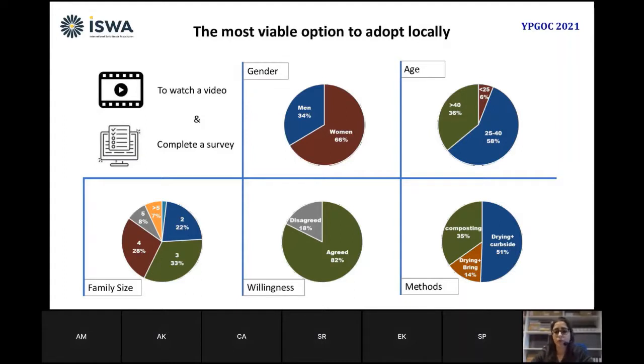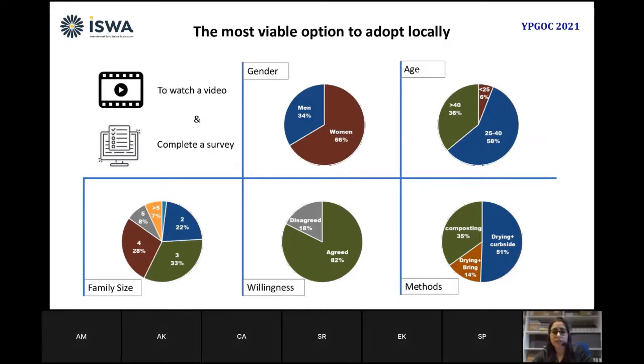Therefore, we made a short video about implementing both methods at home, and along with a survey link, it was distributed among citizens. The inquiry form included questions on individual information and preferred choices. As you can see, the majority of participants, about 66%, were women. 58% of participants were between 25 and 40 years old, with family sizes mostly between 2 and 4 people.